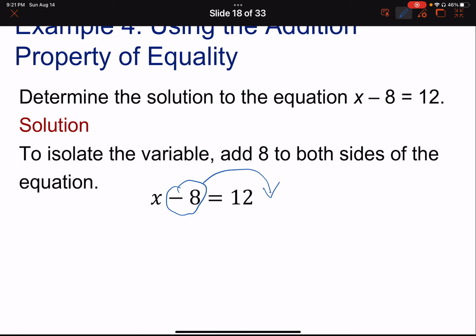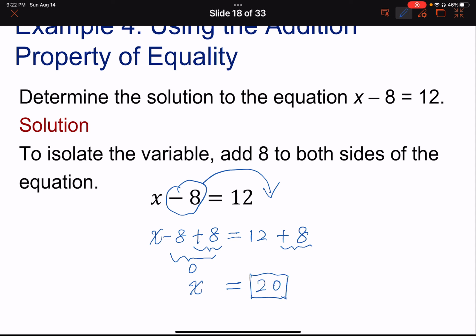So what we do is we apply the addition property. So we add 8 on both sides. That won't change the solution to the equation. Why do we do this? Well, because negative 8 plus 8 is 0. So that leads to the left-hand side becoming just x. The right-hand side now is 12 plus 8, 20. That gives me immediately the solution. So you see, we can use this addition property to solve a linear equation.